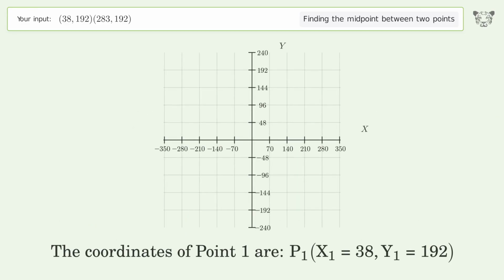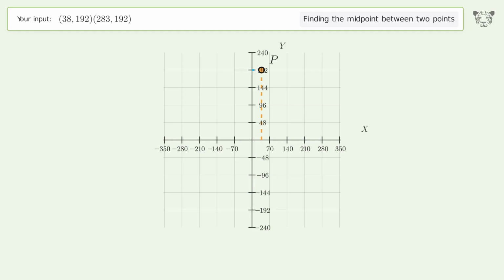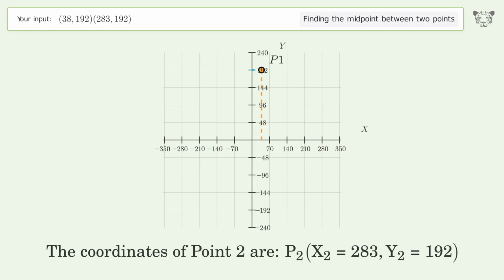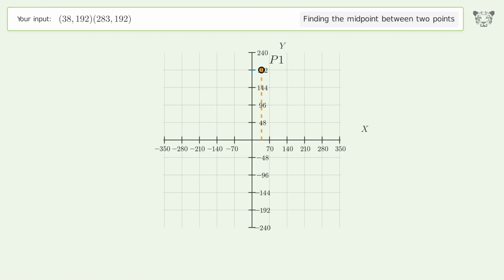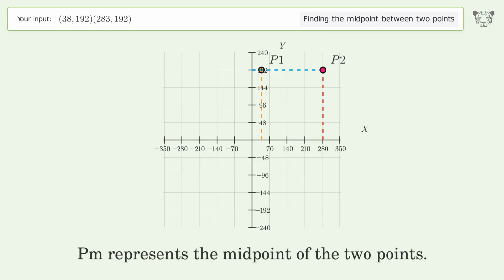The coordinates of point 1 are x1 equals 38, y1 equals 192. The coordinates of point 2 are x2 equals 283, y2 equals 192. PM represents the midpoint of the 2 points.